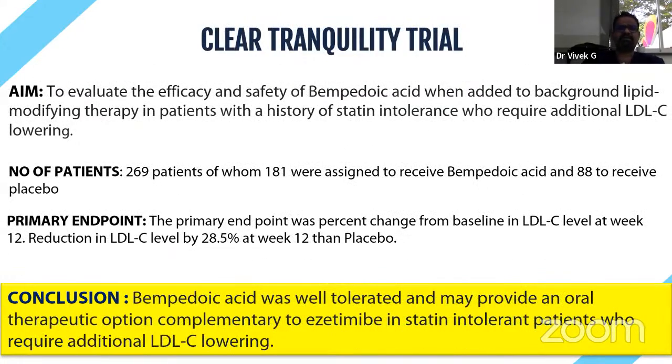And then the Tranquility trial, CLEAR Tranquility, these are patients who are statin intolerant. So when you add bempedoic acid to patients who are statin intolerant, what happened? Again, in these patients, it was well tolerated, and in combination with ezetimibe, it would give us an alternative in patients with statin intolerance. So patients who, even with a mild dose of statin, develop severe myalgias, in these patients, you can easily give bempedoic acid alone or in combination with ezetimibe to lower the cholesterol.